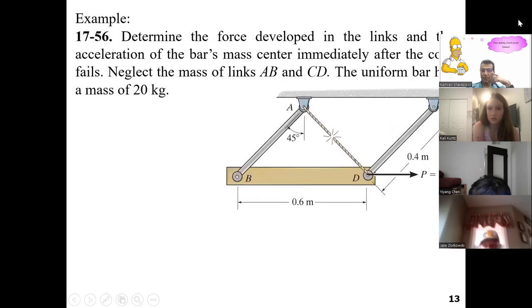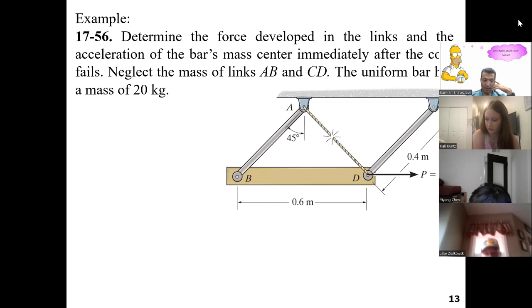Let's do this example. In this example, you have a parallelogram mechanism. Rod AB and CD have the same length. You neglect their masses, so they're very small and thin. We technically neglect the kinetics of AB and CD.